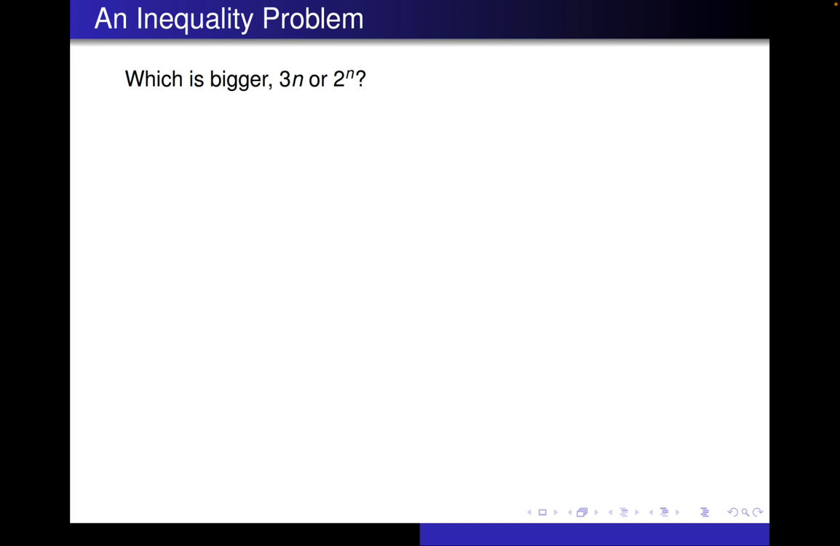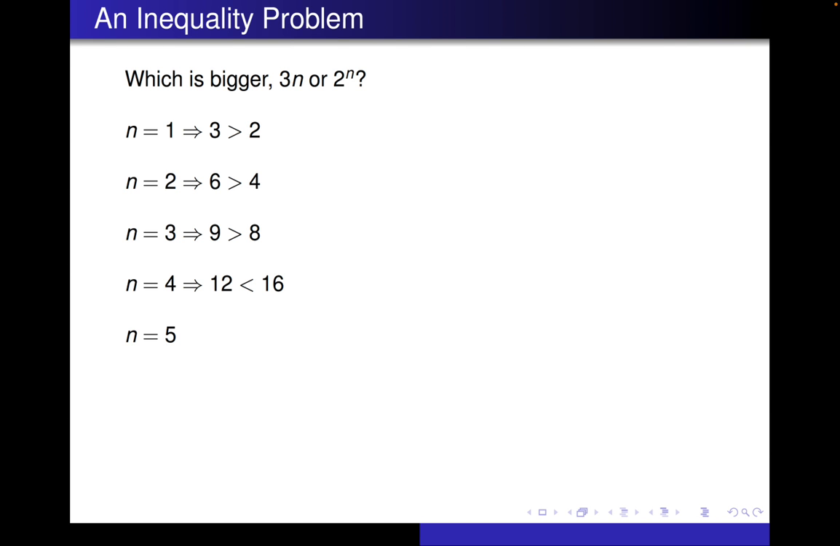All right, so here's the problem that we're going to be working on. We're going to ask the question, which is bigger, 3 times n or 2 to the n? We're going to look at a few different values of n to see which is which. If we have n equals 1, we get 3 bigger than 2. It looks like 3n might be bigger. n equals 2, 6 is bigger than 4. Yeah, 3n is still bigger. n equals 3, 9 is greater than 8. I think I see a pattern here, except for when we get to n equals 4, now 12 is less than 16. Now 3n is less than 2 to the n. n equals 5, we get 15 is less than 32. n equals 6, we get 18 is less than 64.